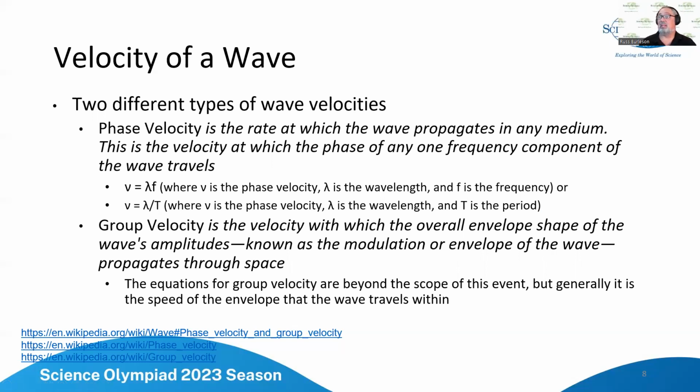Now the group velocity is the velocity at which the overall envelope shape progresses. And what that means is that now we're not looking at the individual waves. We're actually looking at a modulated wave. Okay. And so we'll get a little bit into modulation later, but the key thing to keep in mind is that that is like a wave over another wave. Okay. And the equations for group velocity are well beyond the scope for this particular event.